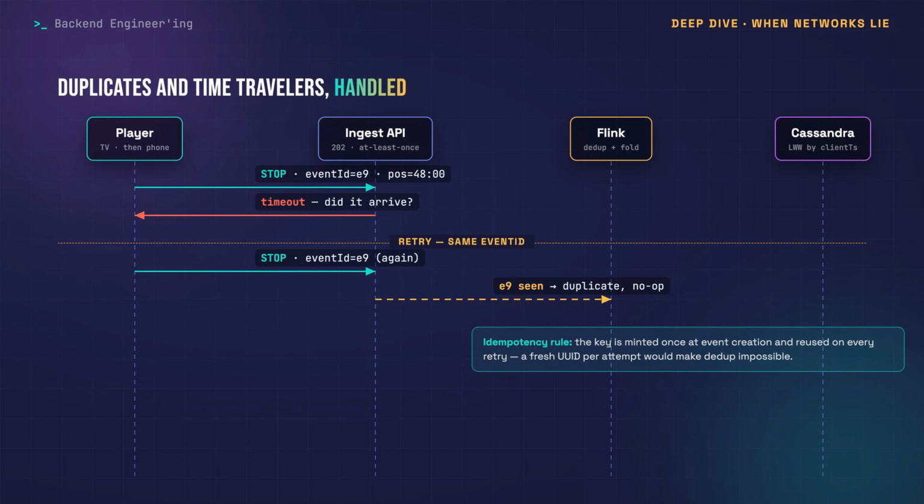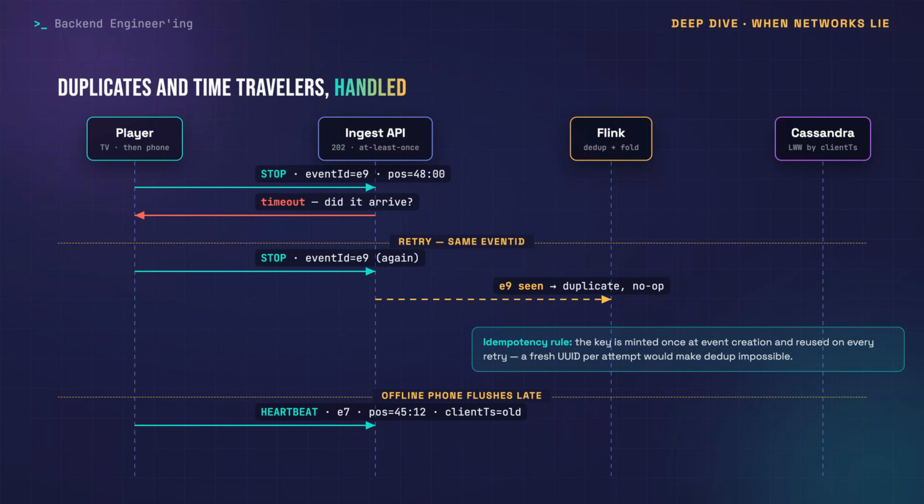Story 2 is a little bit sneakier. Your phone was watching offline on a flight, buffering the events. Now it reconnects and flushes an old heartbeat, 45 minutes, with an old client timestamp. And Flink folds it in. But this would rewind you from the 48 back to 45. We block that. Two defenses do it.